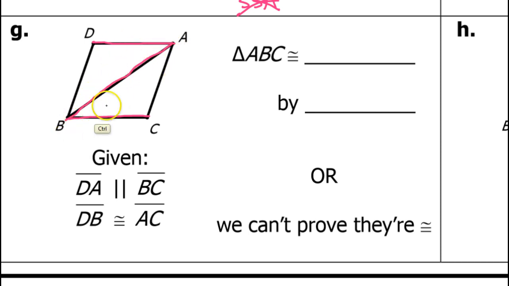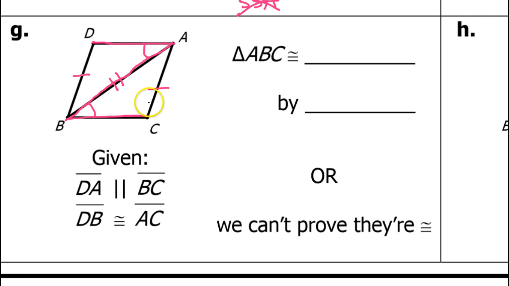The Z shows me where the alternate interior angles are. The corners of the Z will be congruent if these lines are parallel. So those are the angles that will be congruent. Those are alternate interior angles. And we are also given that DB is congruent to AC. And then, of course, we have the shared side.